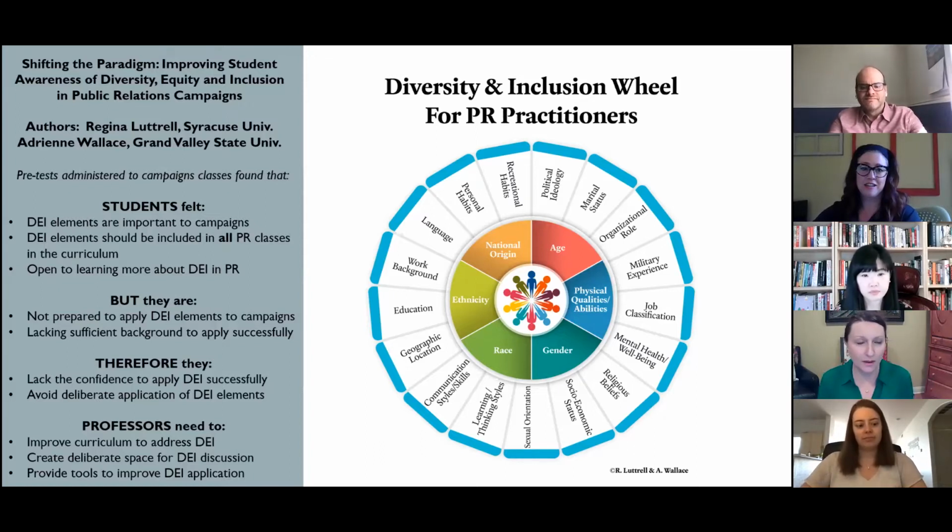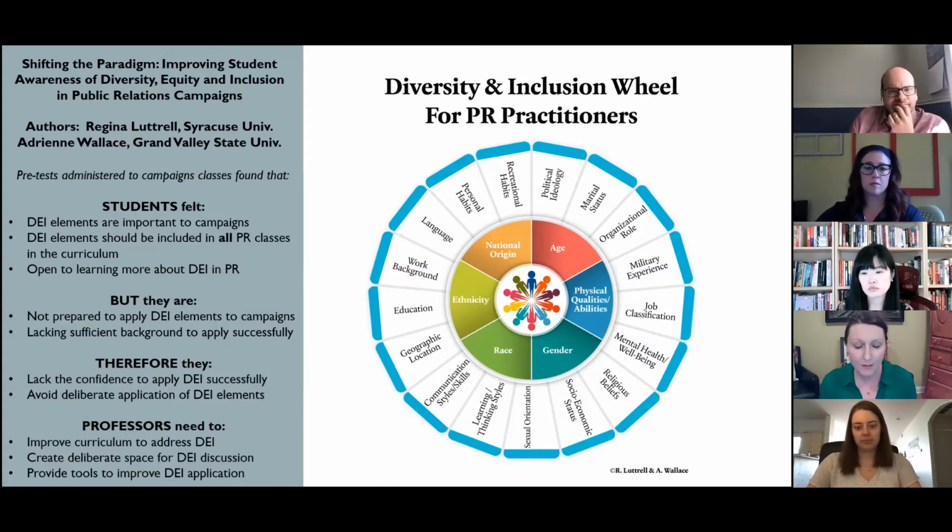So as you can see, this really comes from the fact that rather than making DEI add-on elements to strategic campaigns, we need to make a conscious decision to put DEI at the forefront. And so this was the beginning of what we started calling the diversity first approach. So at the center of the wheel, there are 6 core spokes: national origin, age, qualities, physical qualities and abilities, gender, race, and ethnicity. And then on the outer layer, there are 17 additional qualities, from religious beliefs to education, language, sexual orientation, and so much more.